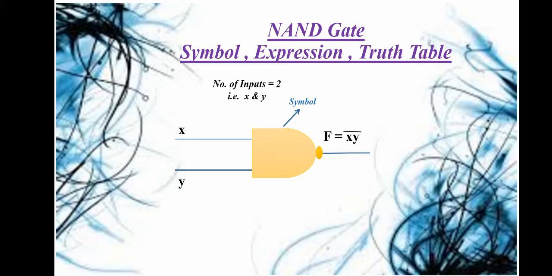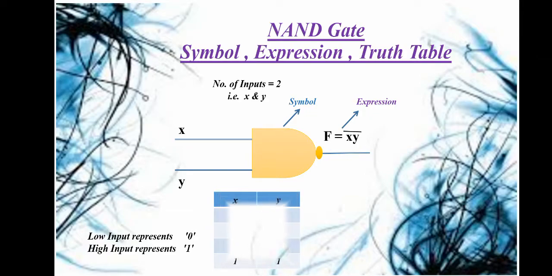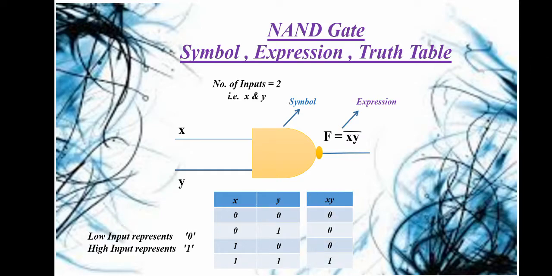Coming towards the truth table, low is represented with 0 and high is represented with 1. Here there are two inputs, so the combinations are n is equal to 2 raised to power 2, so 4 combinations are there. So the first column will be 0 0 1 1 and the second column will be 0 1 0 1.